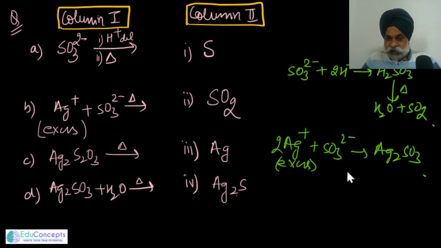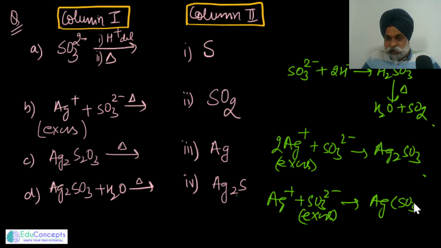And as a matter of fact, if sulfite ion is in excess, then it would be a water soluble complex. If in the system this is in excess, then you would have this sort of a moiety formed which is soluble, and this soluble thing gets precipitated if excess of silver ions are there. Now what they have said, it is to be heated.